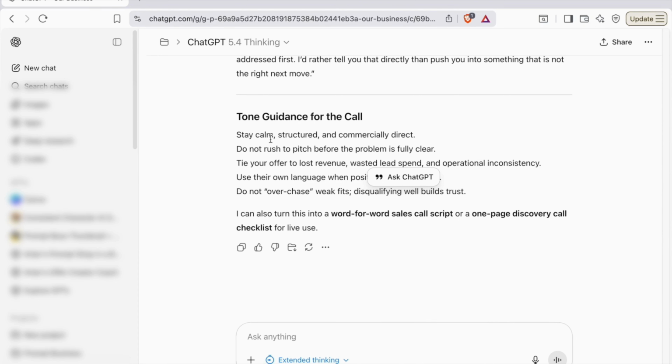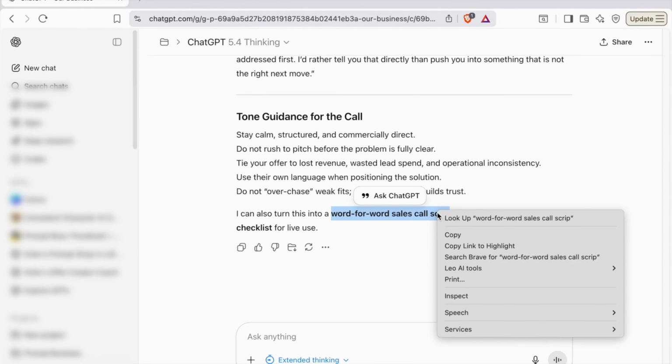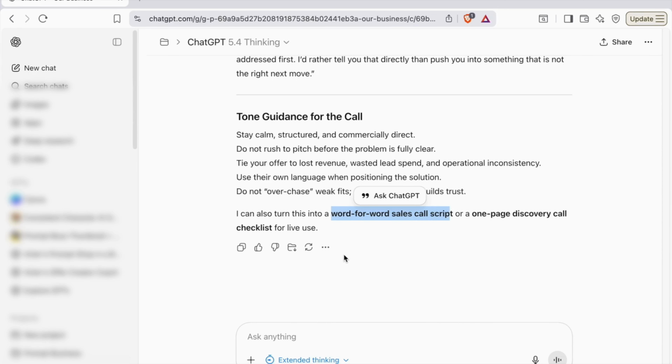Notice that it gives us guidance telling us, don't rush anything, tie your offer back into things that are ultimately quantifiable, things like lost revenue, wasted lead spend, money lost in operations, and it will also turn this into a word for word script. So when you're in the system, you can go ahead and prompt it and say, yes, please. A lot of times I'll just literally copy this and paste it down here and say, yes, please turn this into a word for word script. Or it says a one-page discovery call checklist. Also, you could have it do both.